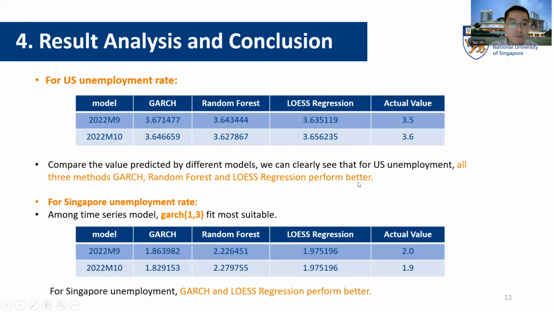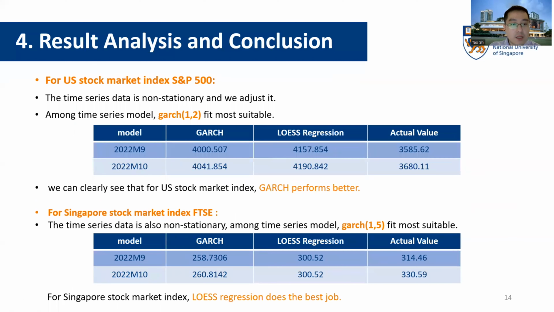In conclusion, comparing the values predicted by different models, we can clearly see that for US unemployment, all 3 methods, GARCH, random forest, and Loess regression, perform better. For Singapore unemployment, GARCH and Loess regression perform better. And we can clearly see that for the US stock market index, GARCH performs better. And for the Singapore stock market index, Loess regression does the best job.